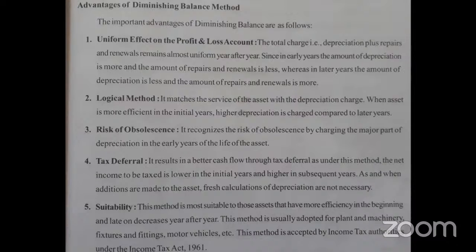Suitability. This method is most suitable for those assets that have more efficiency in the beginning and later decrease year after year. For example, plant and machinery, furniture, buildings. In the starting years they will be more efficient, but in later years the efficiency of the assets will decrease. This method is suitable for those assets. It is adopted for plant and machinery, furniture and fittings, motor vehicles, etc.